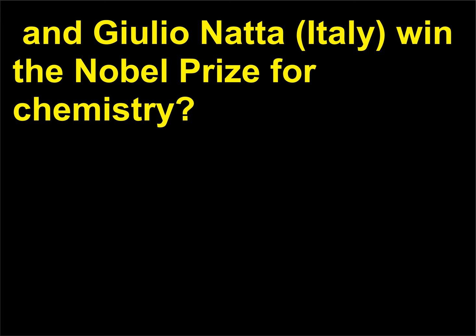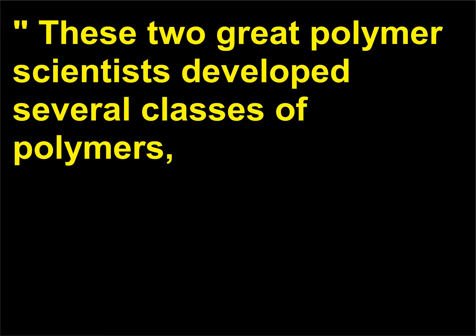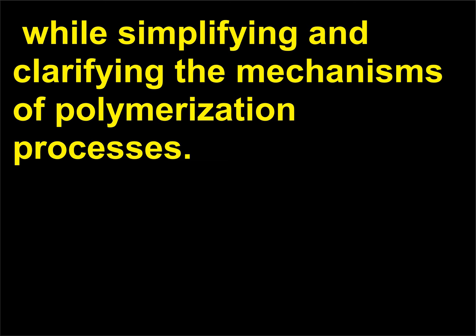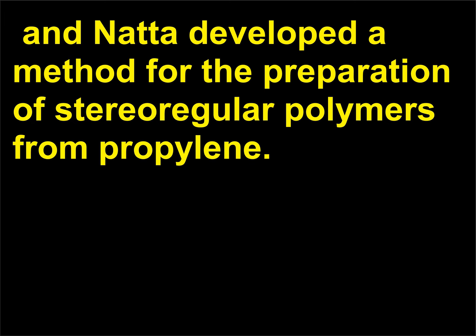For their discoveries in the field of the chemistry and technology of high polymers. These two great polymer scientists developed several classes of polymers, while simplifying and clarifying the mechanisms of polymerization processes. Ziegler discovered titanium complexes that can catalyze olefin polymerization reactions, and Natta developed a method for the preparation of stereoregular polymers from propylene.